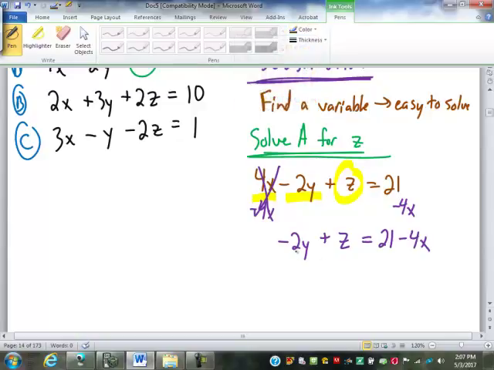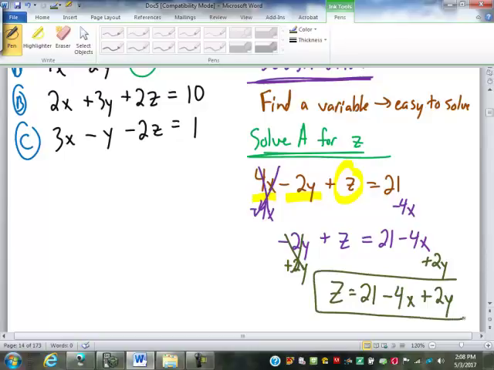Now I have to get rid of that negative 2y. To get rid of it, I'm going to add 2y. This makes that negative go away. I have to add 2y on the other side. So now I have z equals 21 minus 4x plus 2y. So that is equation A, remember. And I solved it for the variable z.